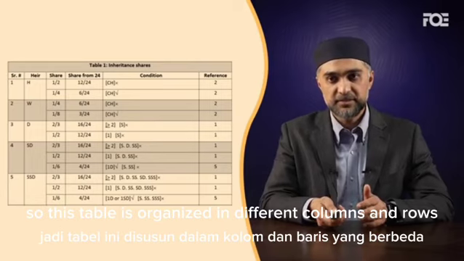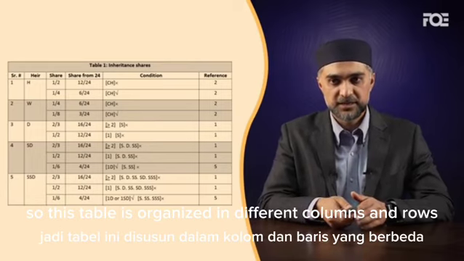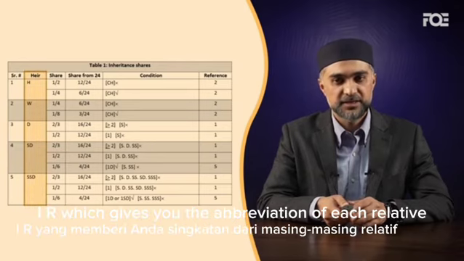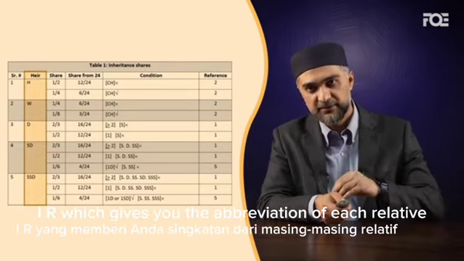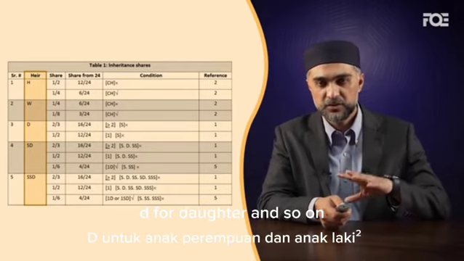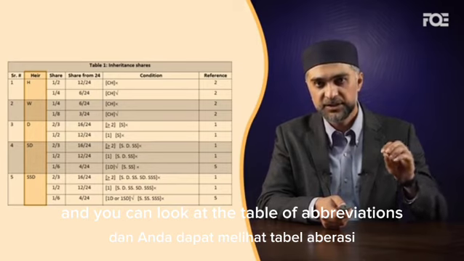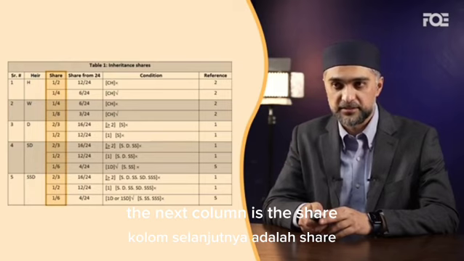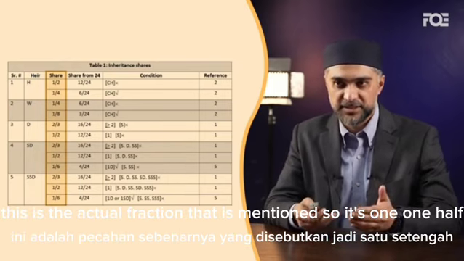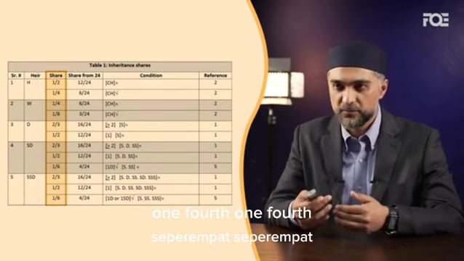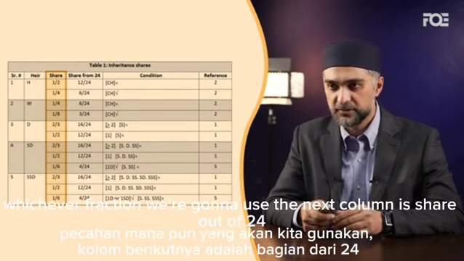So this table is organized in different columns and rows. This column says heir, H-E-I-R, which gives you the abbreviation of each relative, like H is for husband, W is for wife, D for daughter, and so on. And you can look at the table of abbreviations to figure out what we're talking about. The next column is the share. This is the actual fraction that is mentioned. So it's 1/2, 1/4, 1/8, whichever fraction we're going to use.